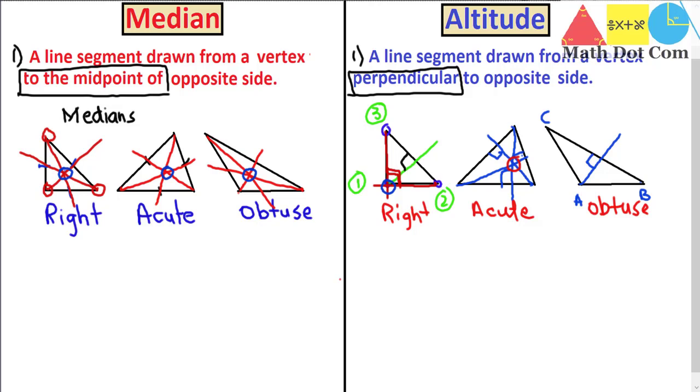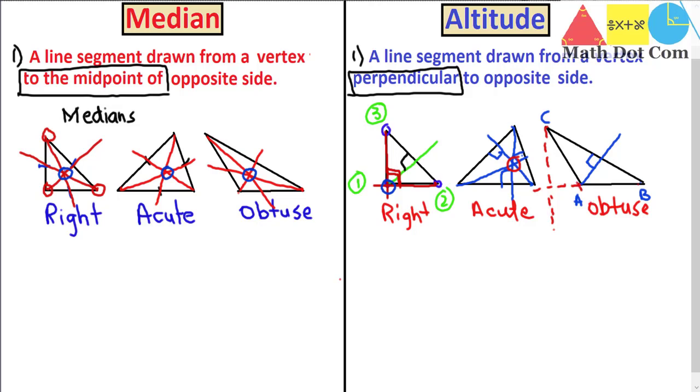How? Its altitude must be like this. For this we have to extend this side in the backward position and we have to move it downward. This will be the altitude of the vertex C on the opposite side. Same is the case of the vertex B, what will be its altitude?